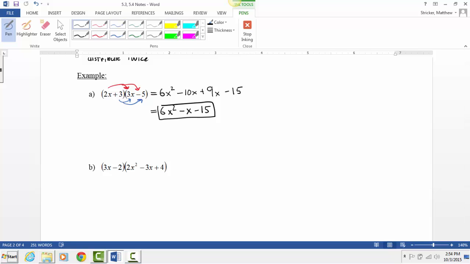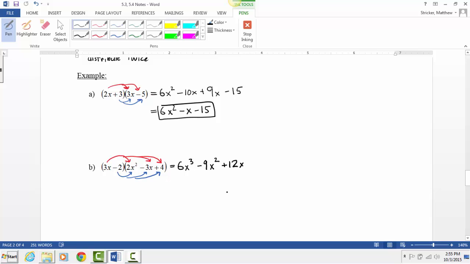Now the next one, we're going to again distribute twice, but now we have 3x times not 2 terms, but 3 terms. And likewise, we have to take that negative 2 times 1, 2, 3 terms. So we're going to have 6 products we have to take here. So starting out with the red, 3x times 2x squared, that's 6x cubed. And then we have 3x times negative 3x is negative 9x squared. And then 3x times 4, that's plus 12x.